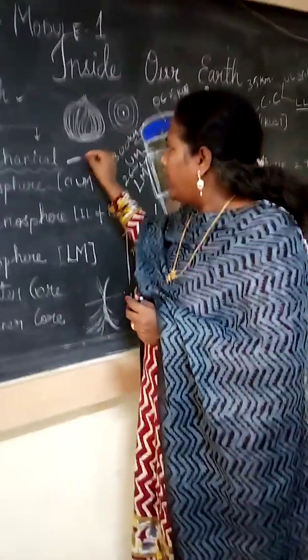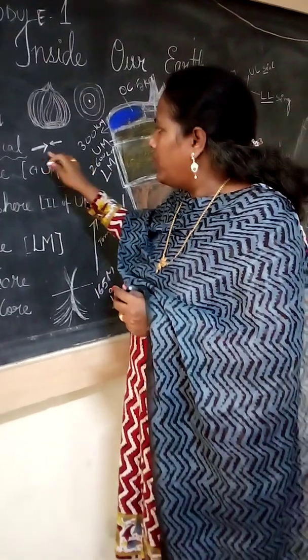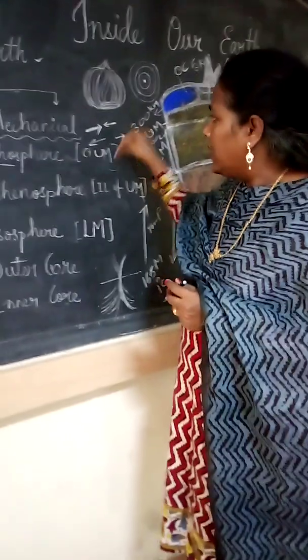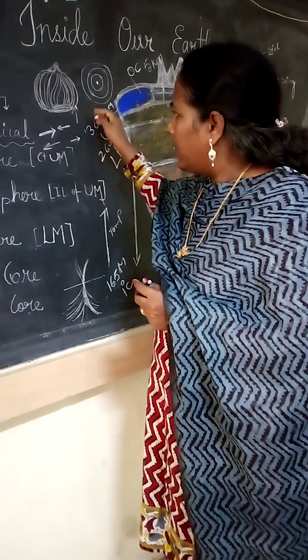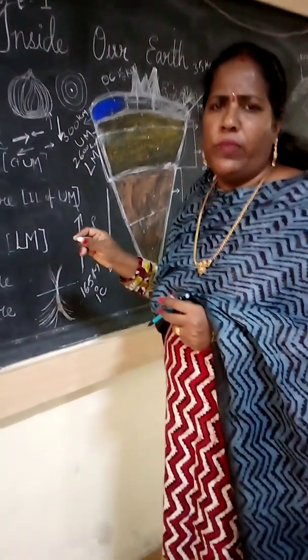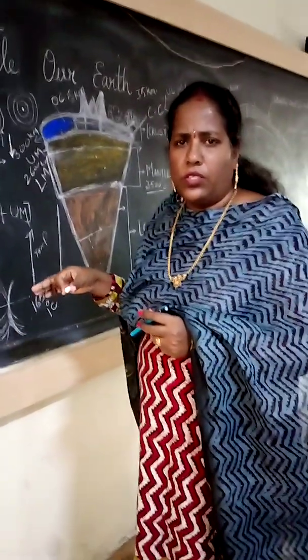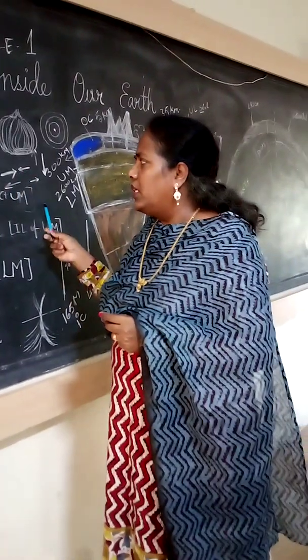They have 3 types of movements. This is converging. Next one, they move away from each other. This is one type of movement. Next one, like this, upward, one plate is coming downward. Like this, slowly they are moving. The tectonic plates are slowly moving. That is called the mechanical composition.